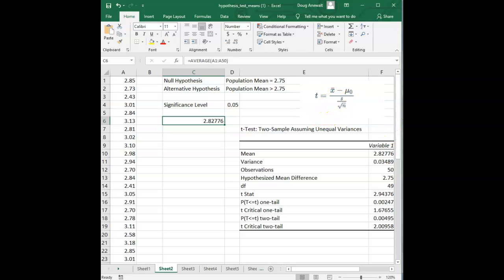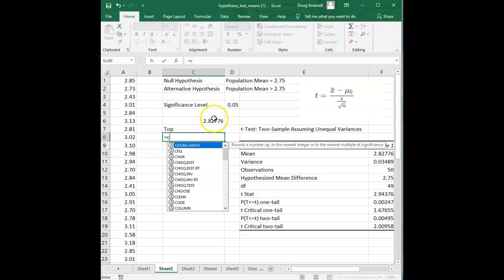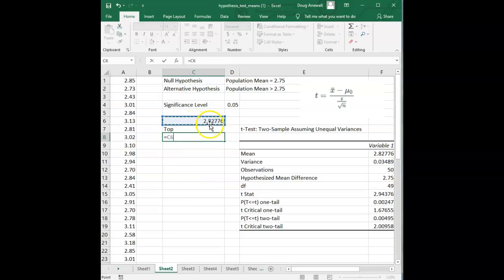Now to get the t-test statistic here, I need to do this calculation. So on top, I'm taking the sample mean minus my null hypothesis for the population mean. So first, let me just do the top calculation. It's going to be that result I got here. Let me just click it here. Our sample mean minus 2.75, because that is my value for my null hypothesis for my population mean. That's what's going to go on top of this fraction.